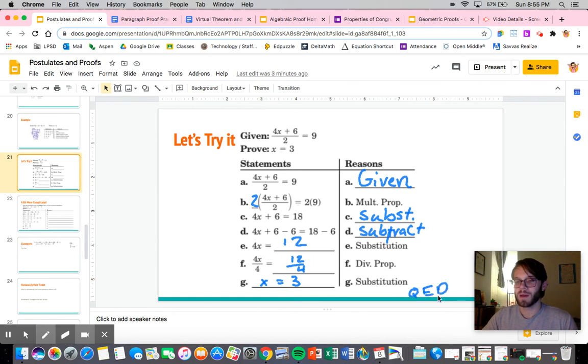QED, quod erat demonstrandum, that which was to be proven, or that which was to be shown, or if you would rather, little box, you can fill it in if you want. I like the QED. It makes you feel really smart when you say it, but it's kind of your own personal preference.